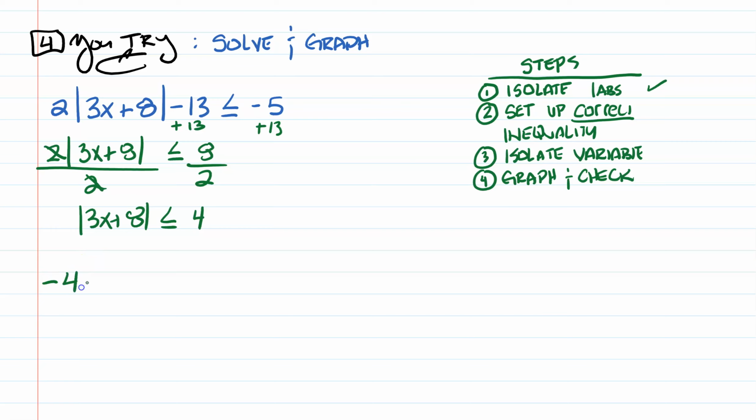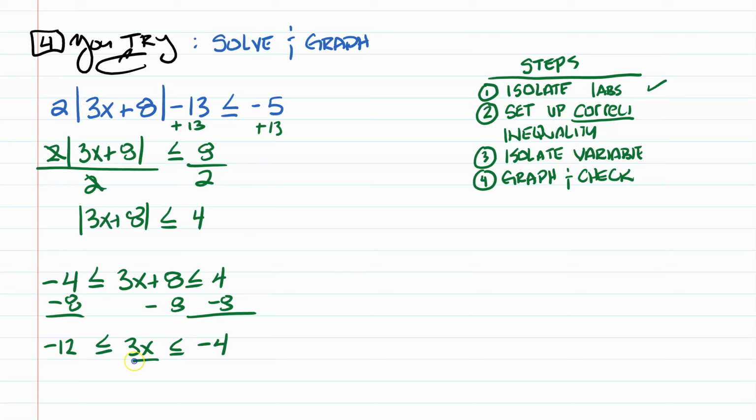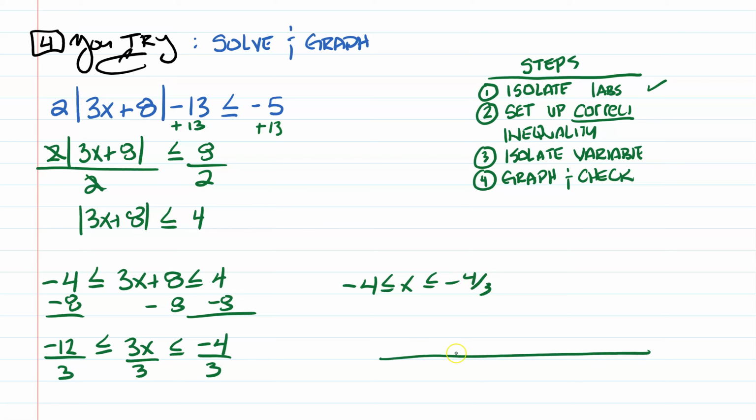Do your setup: -4 is less than or equal to 3x plus 8, less than or equal to 4. That's your little sandwich method there. Isolate that variable, so subtract 8 everywhere. That's going to give you -12 is less than or equal to 3x, less than or equal to -4. Divide everything by 3, and we have our answer: -4 is less than or equal to x, less than or equal to -4/3. When I graph this, here's -4, there's -4/3. I want colored-in dots because it says less than or equal to, and we want everything in between.